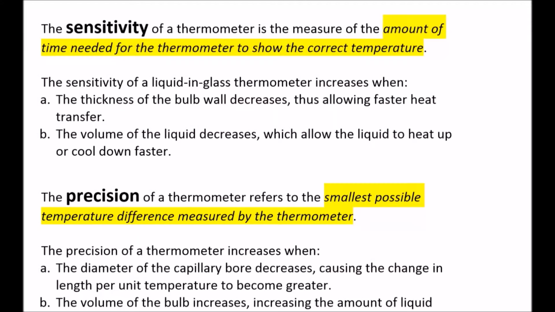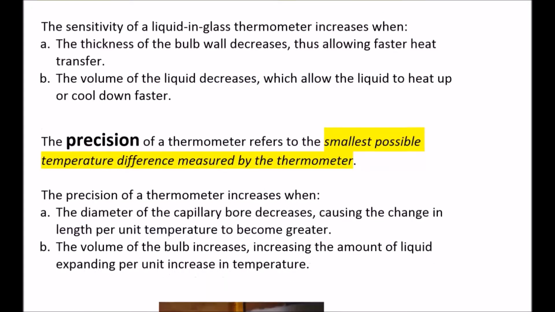Now that we have seen what the sensitivity of a thermometer means, let us turn our attention to look at the precision of a thermometer. I think this concept can be best illustrated by using an example. Okay, but before that, let us look at the definition first. The precision of a thermometer refers to the smallest possible temperature difference measured by the thermometer.